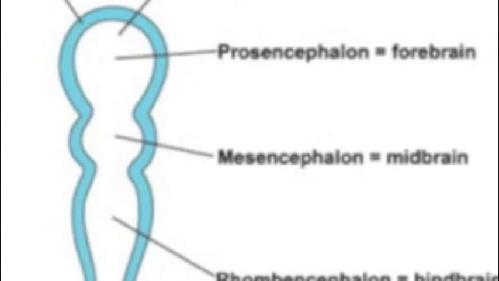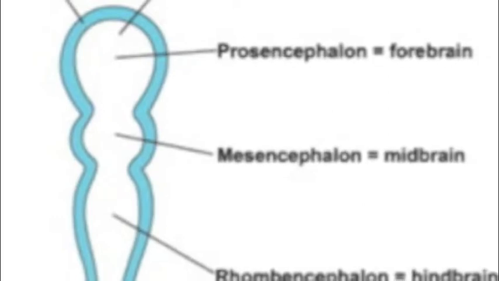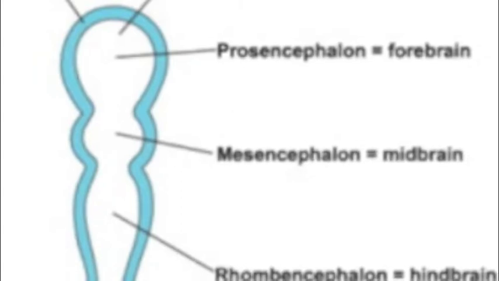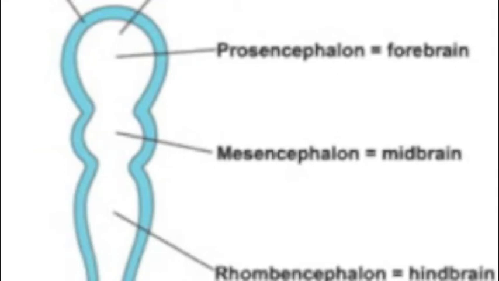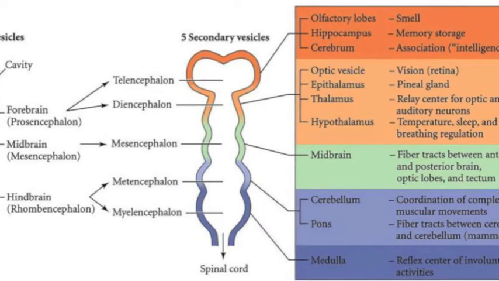In week 5, the primary vesicles give rise to the secondary brain vesicles. The forebrain divides into the telencephalon and the diencephalon, and the hindbrain constricts, forming the metencephalon and the myelencephalon. The midbrain remains undivided. Each of the 5 secondary vesicles then develops rapidly to produce the major structures of the adult brain, which can be seen in this figure.